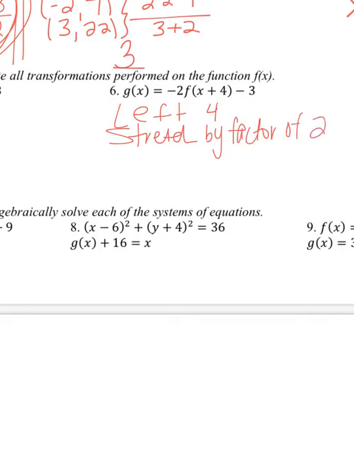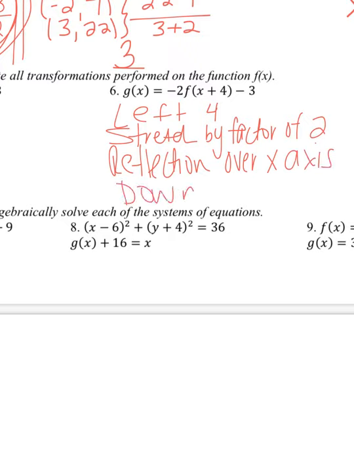The negative and the 2 are two different transformations. The 2 tells me it's a stretch. The negative, that's a reflection. And because you have the negative all the way out front, you're negating the whole function. You're negating all of y. This is a reflection over the x-axis for number 6. And then the last thing, that minus 3 on the end, tells me that I move down 3 as well.